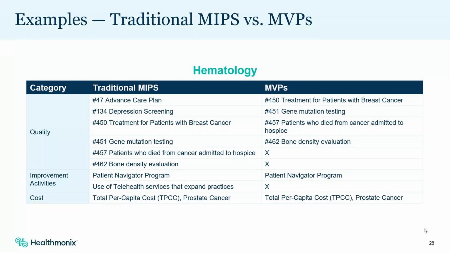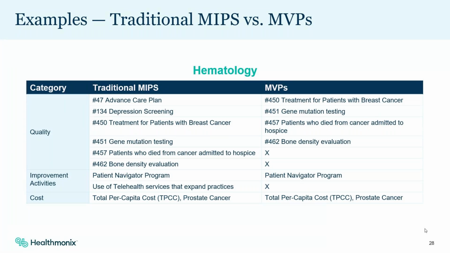As we move on to improvement activities, as Mike mentioned, one of the differences is you're really doing half of the requirements when you look at traditional MIPS compared to MVPs for improvement activities. So for traditional MIPS, you're doing 2 improvement activities. For the MVP participation, you're doing 1.